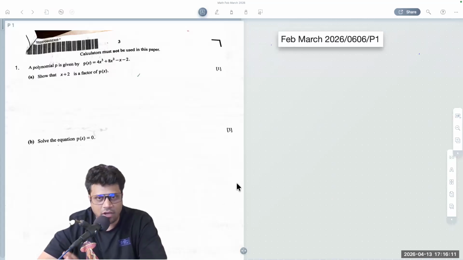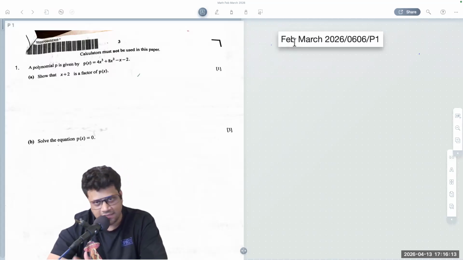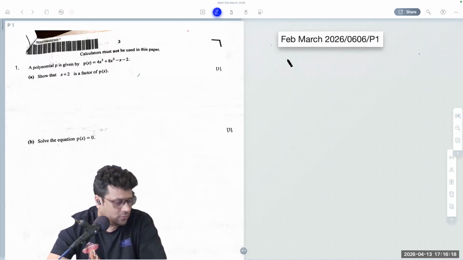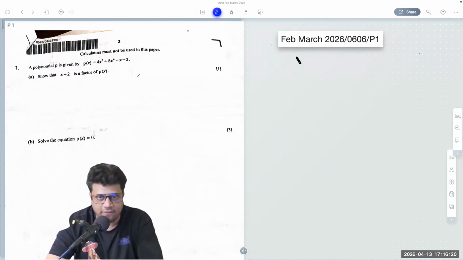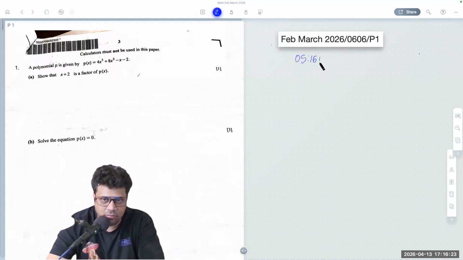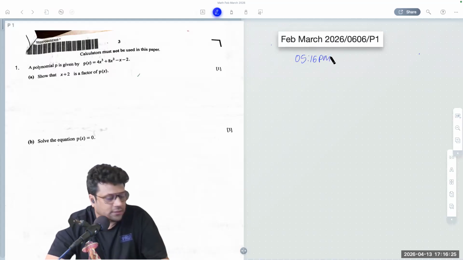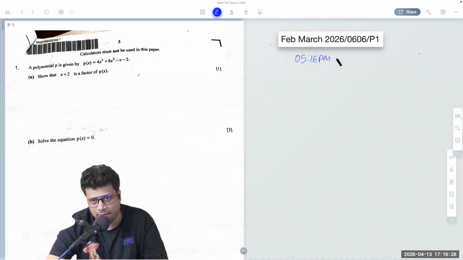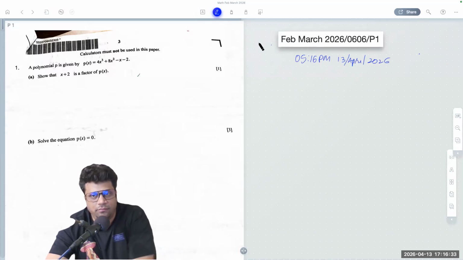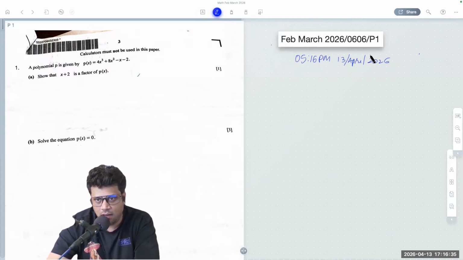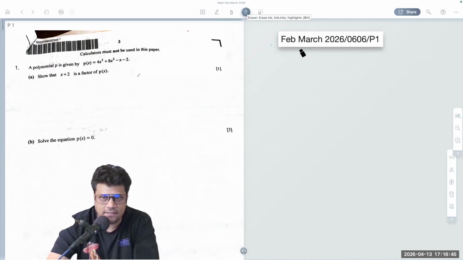Okay, so today we're going to solve the unreleased Feb March 2026 paper 1. It's 5:16 p.m. and the date is 13th April 2026. I have not done this paper and I don't have the marking scheme, so let's see if I can do it in 2 hours. Let's go. 5:16 is the time when we start.